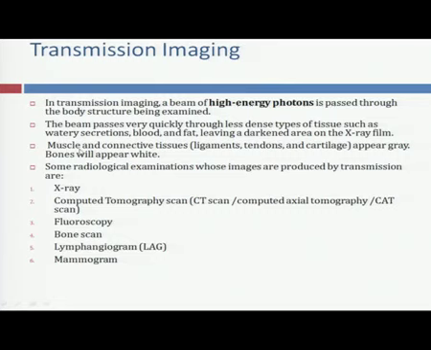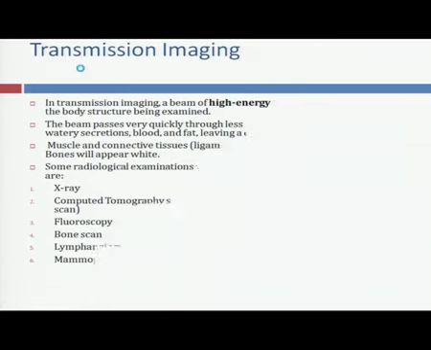However, the more denser tissues appear to be grey and most dense areas appear whitish. So, that is why the bones will appear white, muscles and connective tissues will appear grey and softer areas will appear blackish on the film. Some radiological examinations where images are produced by this method are, we know of X-rays, then CT scans, fluoroscopy, bone scans, lymphangiograms and mammograms. These methods make use of the process of transmission imaging.